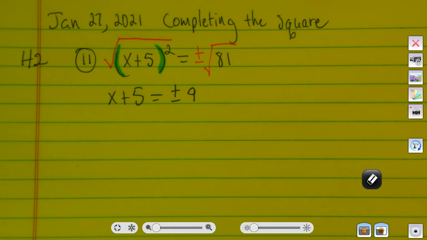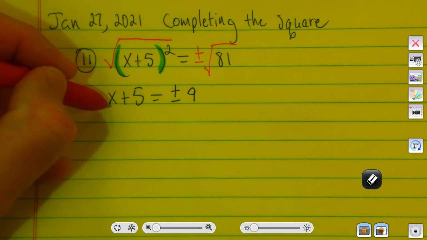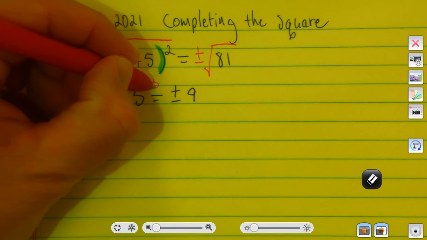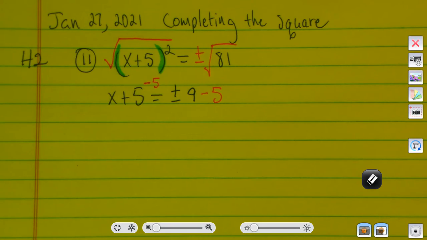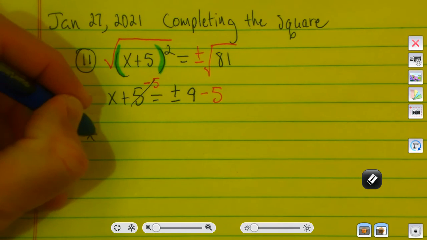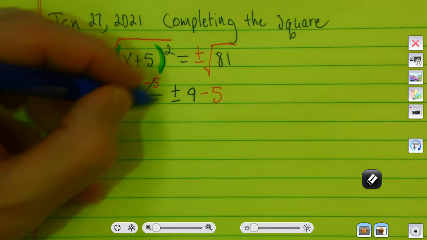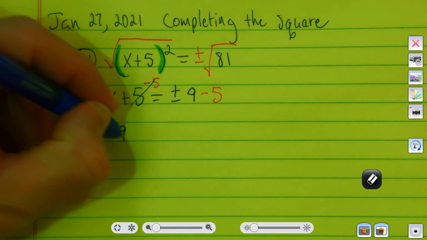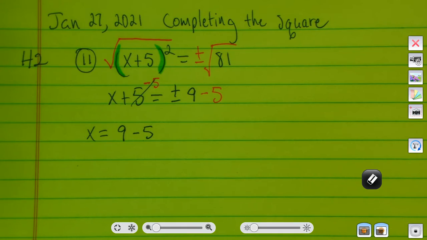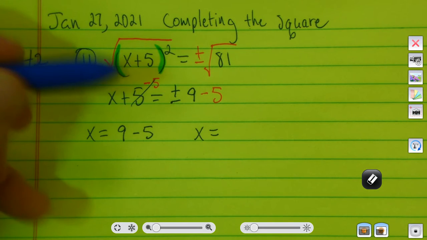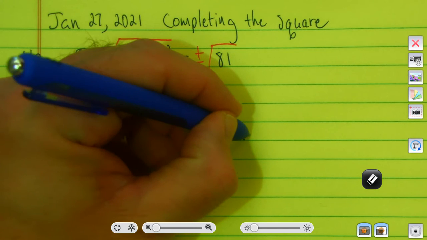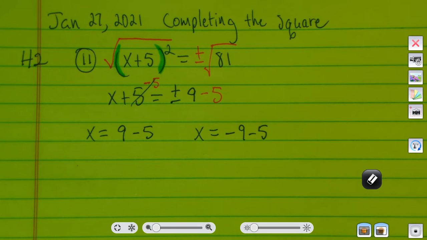So the process to finish solving this equation is similar to everything we've done. It's x plus 5. We need to subtract 5 from both sides. And we're really going to have two problems here. We're going to have x equals positive 9 minus 5. And x equals the negative 9 minus 5. Those are my two answers.